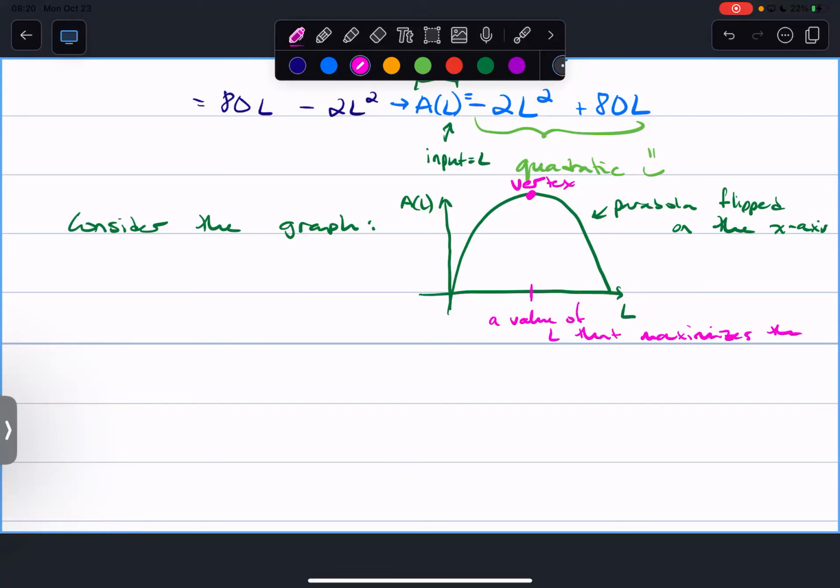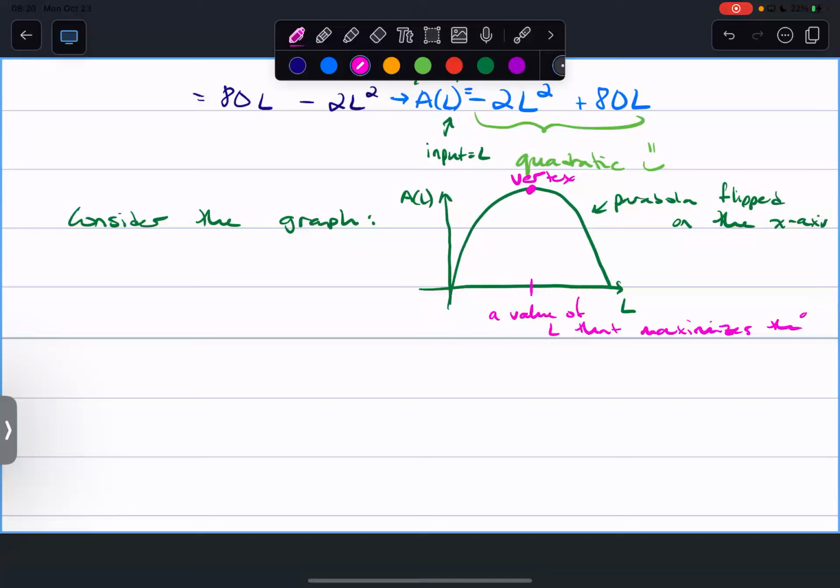The area, let's see here. Can I squeeze it in? Yeah, the area. Okay.